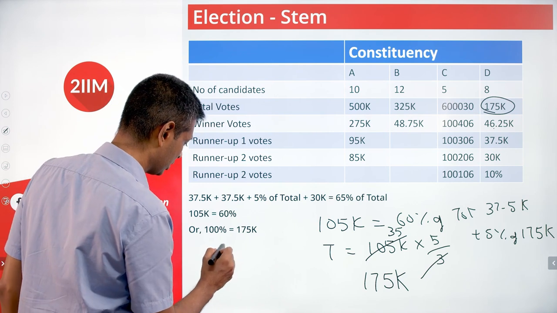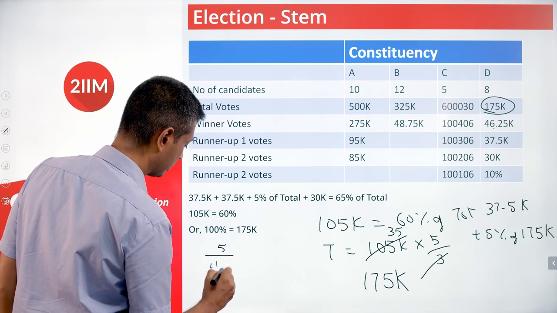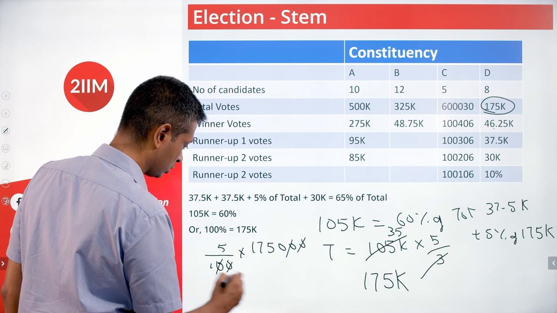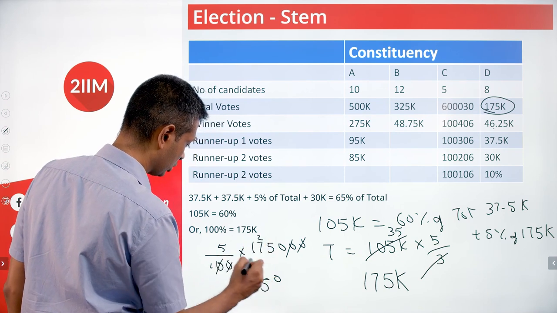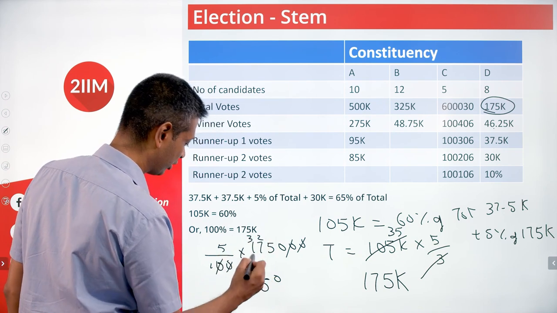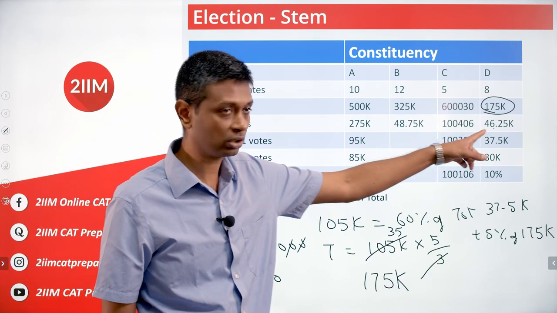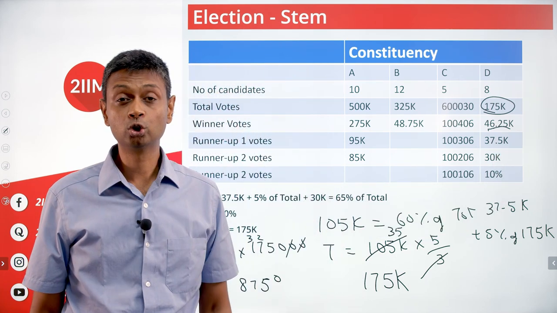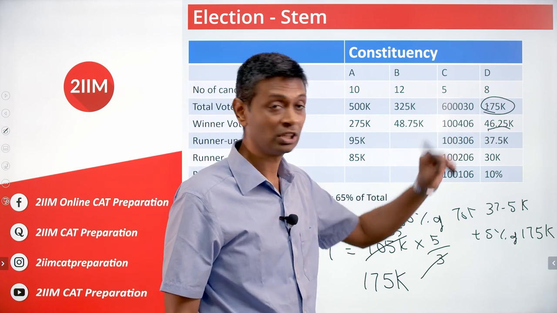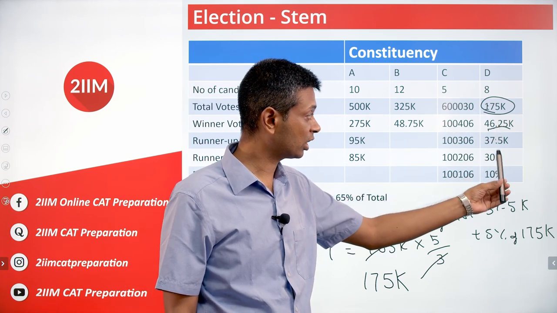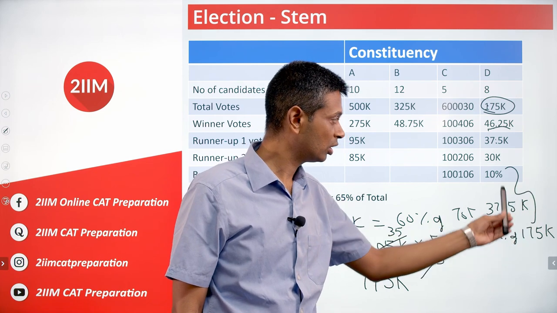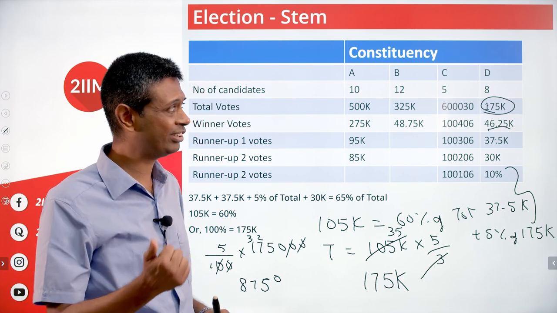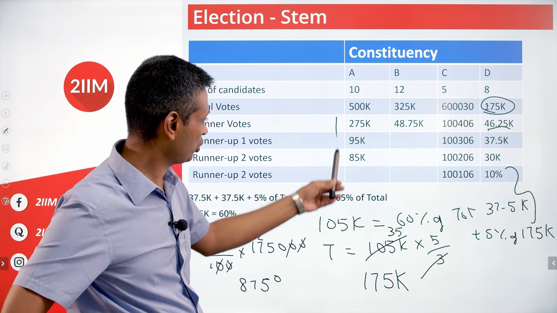5% of 175k is 5 by 100 into 175,000. So 5 fives are 25, 5 sevens are 35, 5 ones are 5, 8750. 8750 plus 37,500 takes us to 46.25k, 46250. So now we've got the total number of votes polled in D, what the winner got, what runner-up 1 got, runner-up 2 got, what all of them put together got, what this guy got, everything we've got. Complete data. We've got a reasonably full data on C and D. We've got sufficient amount on A.